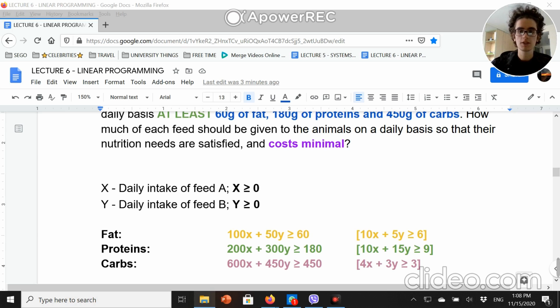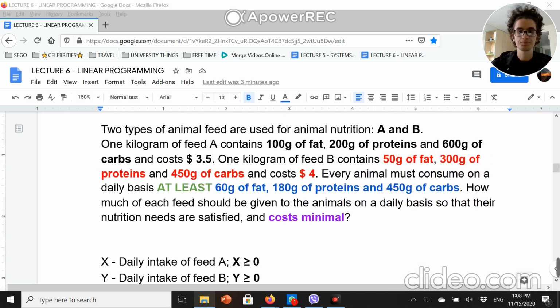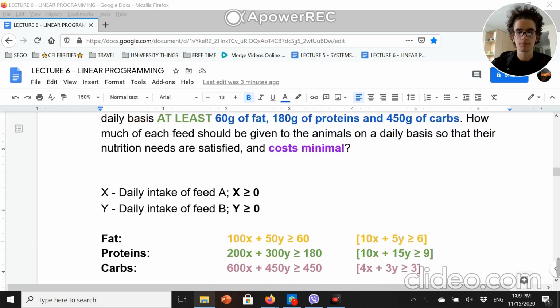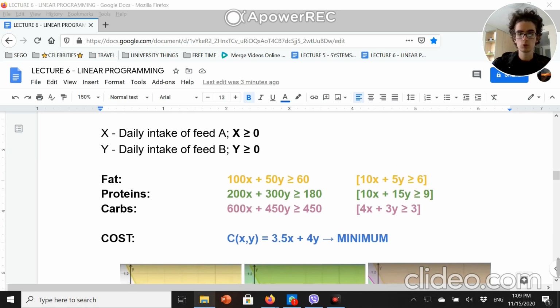And what is the question? So first, how much of each feed should be given to the animals on a daily basis? So calculate x and y, and the costs are minimal. And the cost for 1 kilogram of feed A is 3.5, and the cost for 1 kilogram of feed B is 4. So we're going to write it as C of x and y will be equal 3.5x plus 4y to be our minimum.